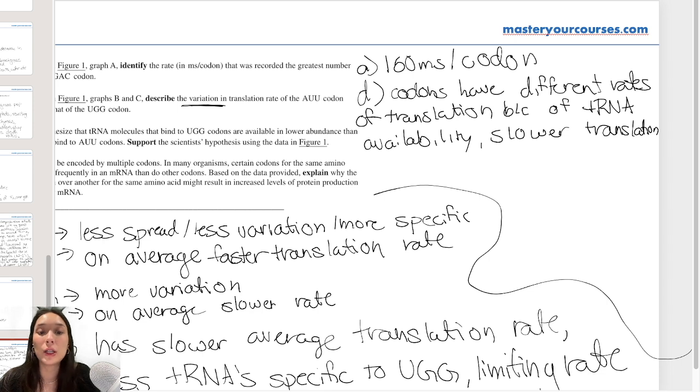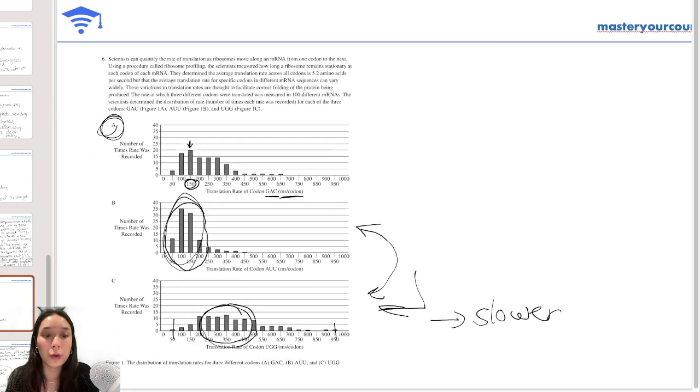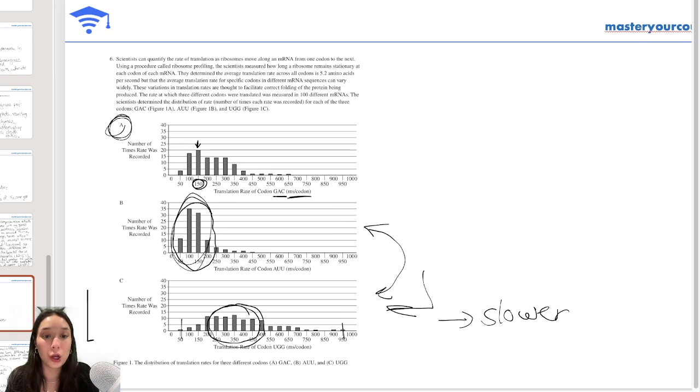So you have to make the connection between rate of translation and protein levels. So you have to say that slower translation would result in decreased protein levels, okay? So since codons are different in how fast they translate, they're also going to be different in how much protein they're able to produce in a given amount of time. So for example, UGG, our slow one over here, is not going to be able to produce as much protein in a given amount of time when compared to AUU, for example.